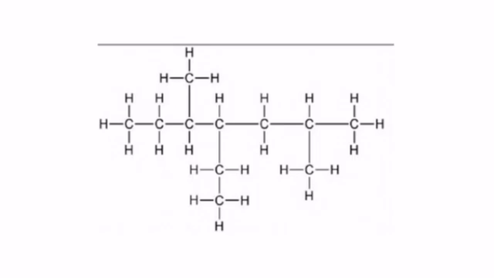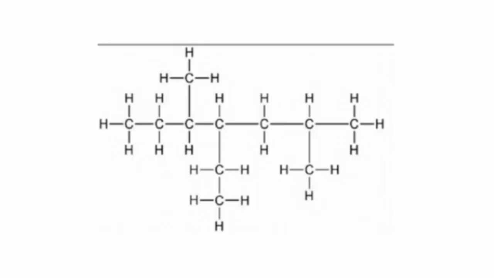Then we have branches from left to right. We have a branch in carbon number 2, which is a methyl branch. Carbon number 3 has a methyl branch, and also in carbon number 4, from left to right, we have a methyl branch. So that's how a methyl branch is shown or drawn.